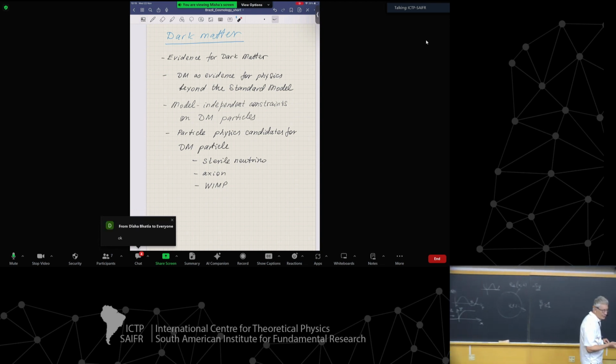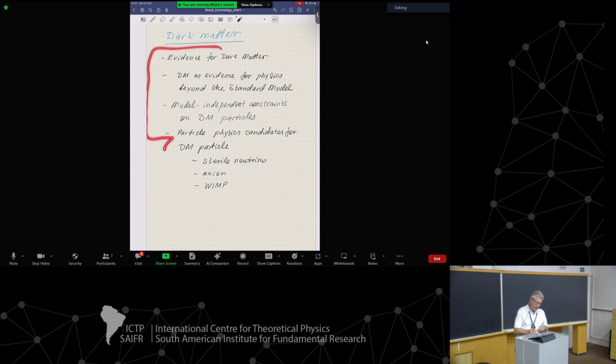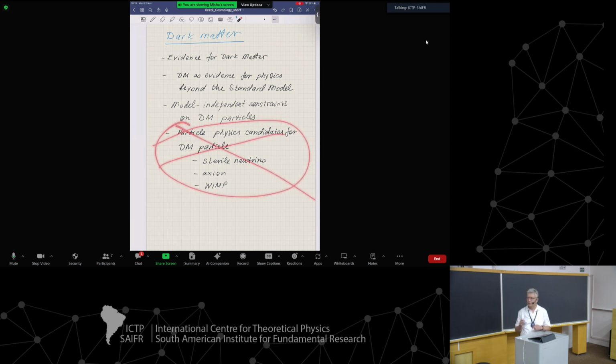Okay, I want to say something about dark matter, because otherwise I will be really out of schedule. So what I will do in the remaining 10 minutes is try to cover this part, without discussing any particle physics candidates.